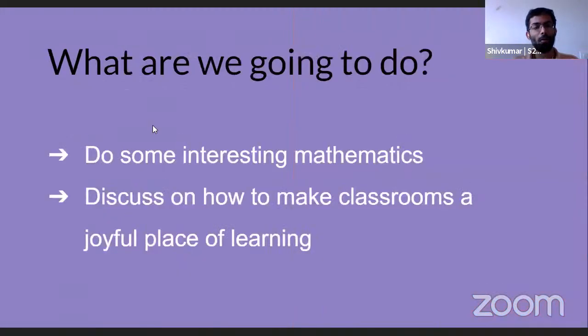What are we going to do today? We're going to do some interesting mathematics. As Shravan mentioned, this is a special edition for math educators and for those interested in math teaching in general. Since we are going to discuss mathematics, it would be interesting for others who are interested in math as well. The second component of today's discussion is how to make classrooms a place of active and joyful learning. These are the two main discussion points of today.